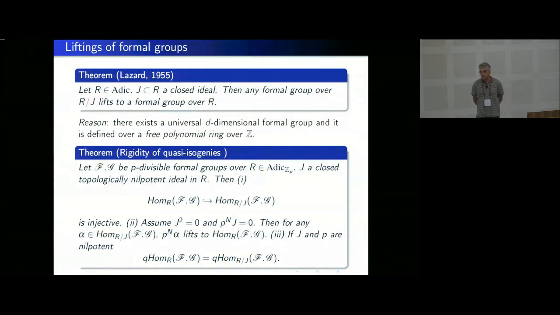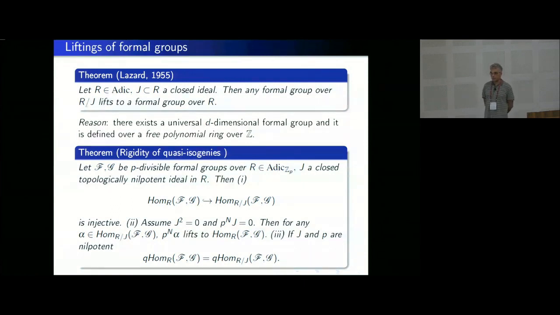This means that if you have a lifting, the lifting is unique in this situation. Now, do we have lifting? On the nose, definitely we should not expect it, but if both J is nilpotent and p is nilpotent, then you can lift it up to a quasi-isogeny.